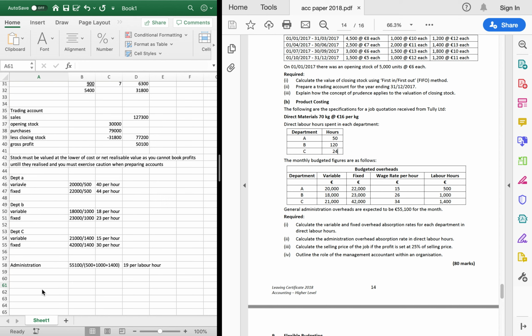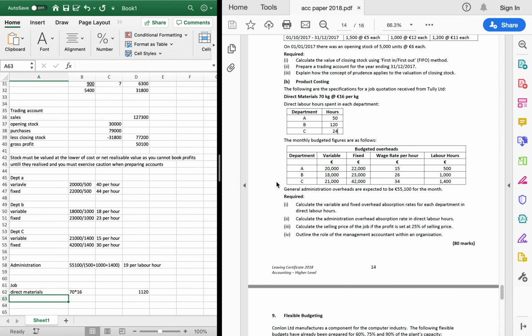So your costs for this job will be, first of all, your direct materials. Straightforward enough. 70 kilos you need at 16. Okay, that's your direct materials. The next thing we can say is that we have variable overheads.